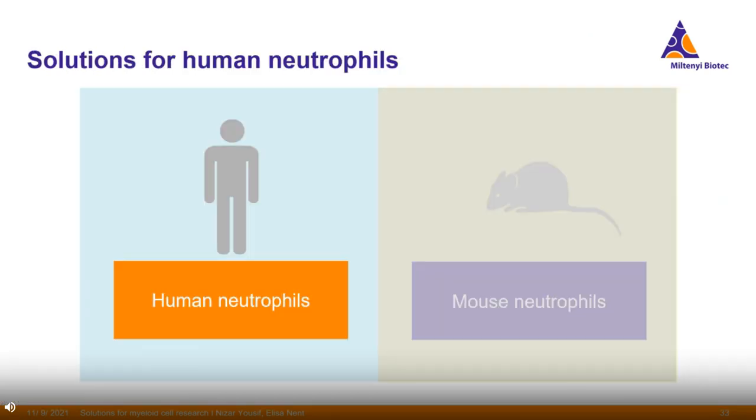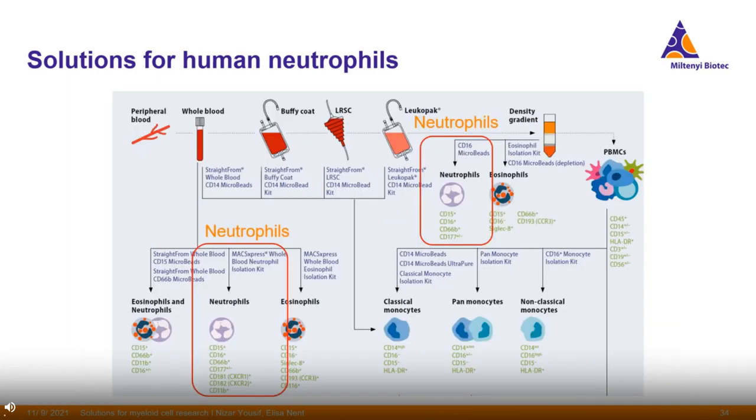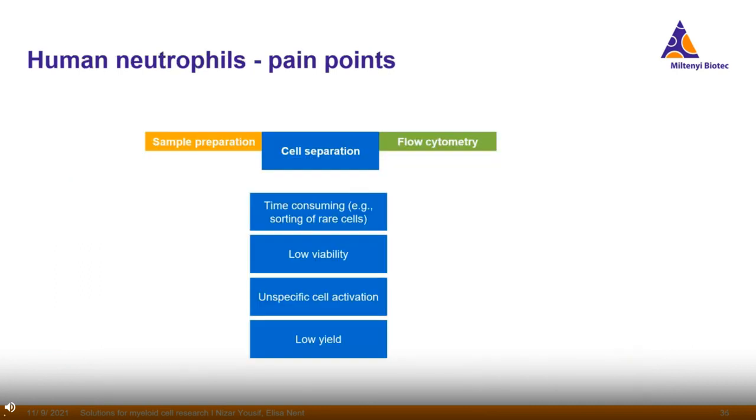And let's start with solutions for neutrophils from human models. Here you observe our options for human neutrophil research. The challenges I mentioned in my previous slides for other myeloid cell types exist here as well, so I don't need to go through them in detail again. So what are the solutions for these challenges in the case of human neutrophils?